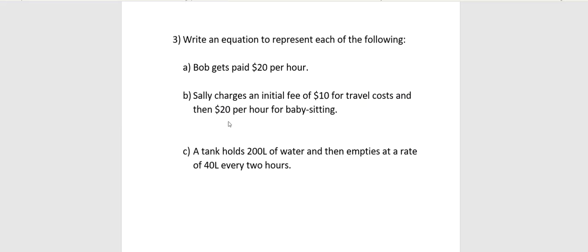For our last one, for 3C, it says a tank holds 200 litres of water and then empties at a rate of 40 litres every 2 hours. Okay, so what's our starting point, our initial amount? Straight away I can see the tank holds 200 litres. That's our starting amount. So straight away that is C. And it empties at a rate of 40 litres every 2 hours. There's our gradient, our rate of change. Now I can see this gradient will have to be simplified as well. So let's just write down what we have.